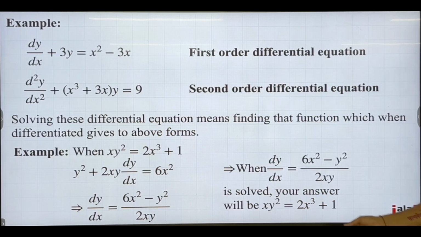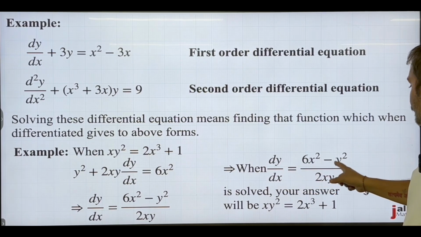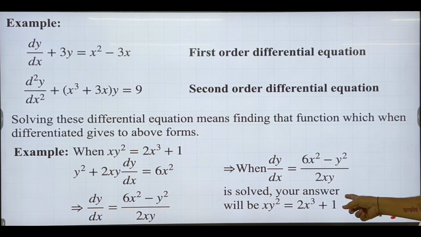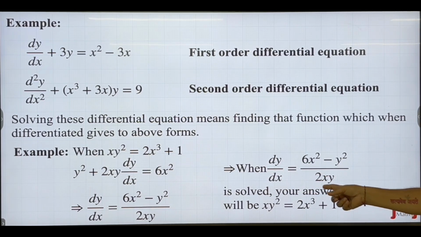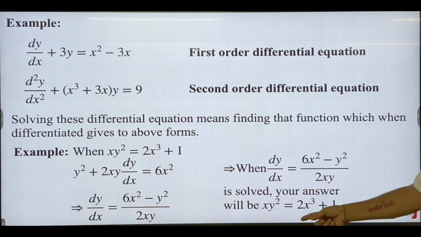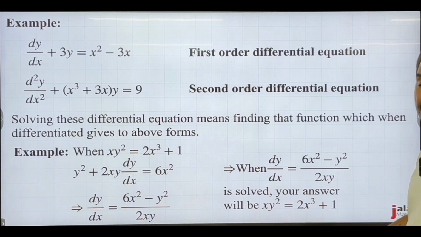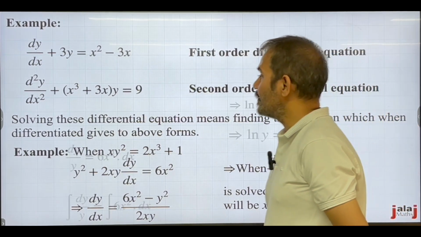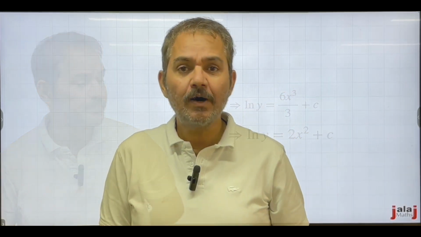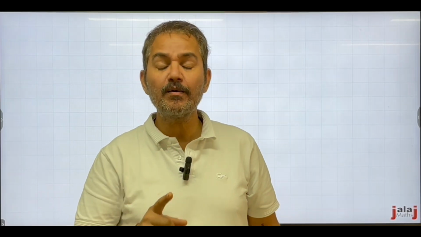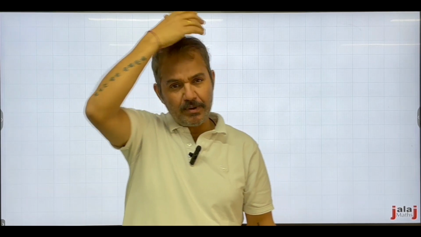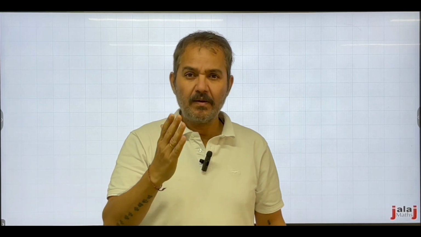So when dy by dx is (6x squared minus y squared) over 2xy, when you solve it, this will be your answer. Now, how to reach this answer, we will discuss in a minute. So, let's start with variable separable differential equations. When I say variable separable, how does it sound? We should be able to separate variables, right?